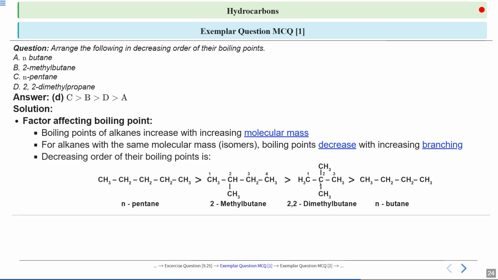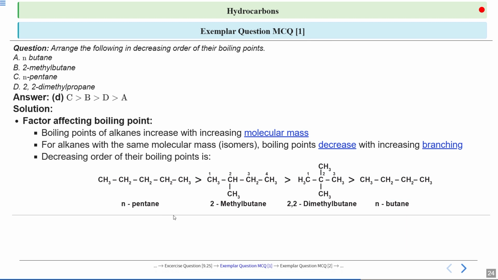So with these factors in mind, we can now determine the order of boiling point. For the given compounds, the correct order is n-pentane, 2-methylbutane, n-butane and 2,2-dimethylpropane. Notice how n-pentane, with the highest molecular mass and least branching, has the highest boiling point. To summarize, remember that both molecular mass and branching significantly influence the boiling point of alkanes. As we saw, n-pentane has the highest boiling point due to its larger size and minimal branching, while 2,2-dimethylpropane has the lowest due to its high degree of branching. Keep this principle in mind when analyzing similar problems.